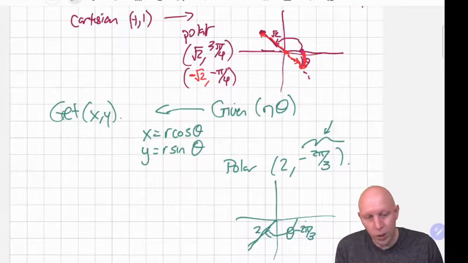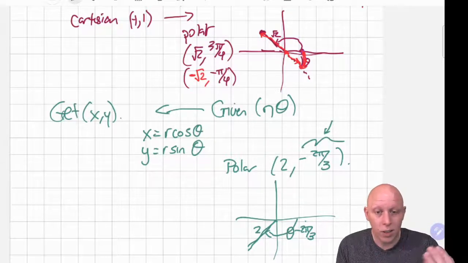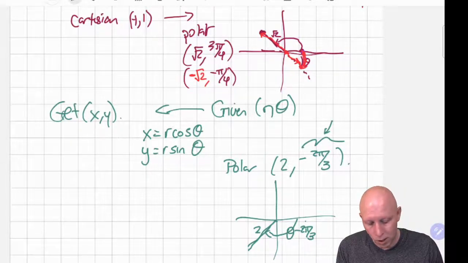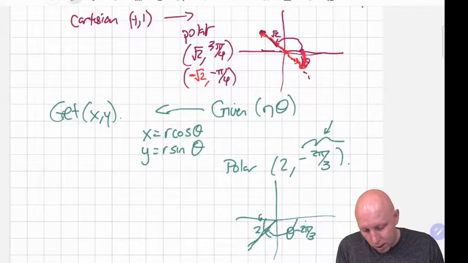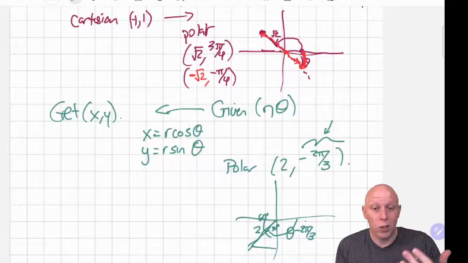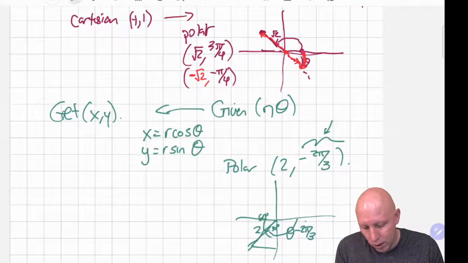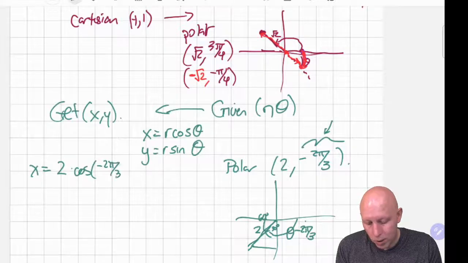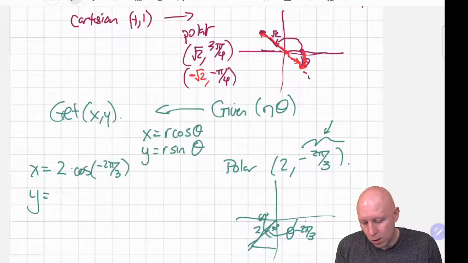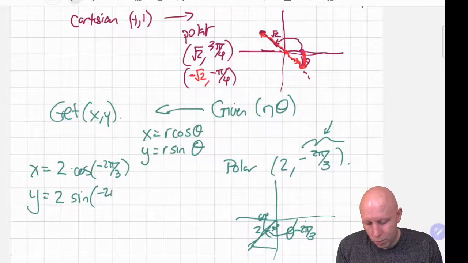So the question is now, what are our x and y coordinates? We could use that this is a triangle. We could draw the triangle that corresponds to this. We have 60 degrees here, we have 30 degrees here, and so we could draw our triangle, or we could just use our sine and cosine equations. So we have that x is equal to r, which is 2, times cosine of negative 2 pi over 3, and y is equal to 2 times sine of negative 2 pi over 3.